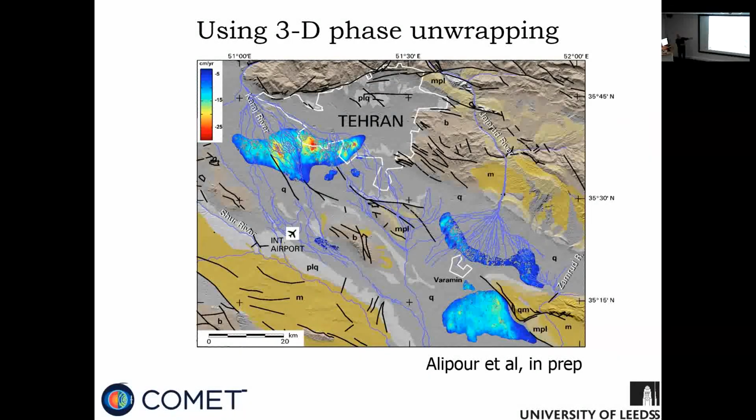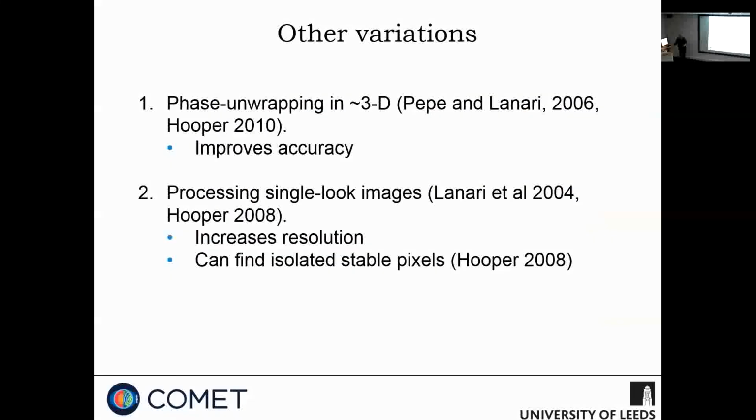You can't tell, but this was done with the 3D unwrapping. This is showing, again, water extraction. Regional terrain, very high rates there as well. And another variation is looking at processing single liquidity, so processing the full baseline way, but without doing the bottom.